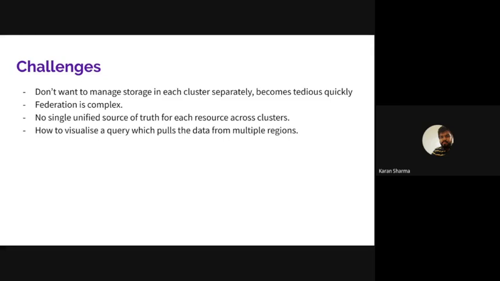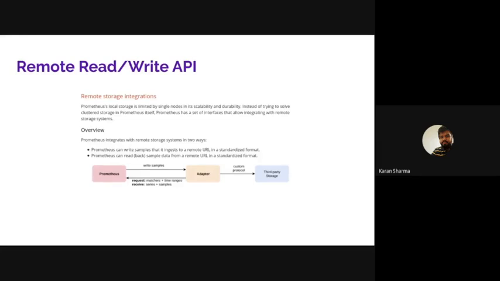So all of that becomes very complex with federation, because with federation you will not have the complete set of data. You'll have only a limited set of data that you choose to export at the cluster level. So that's why we didn't go ahead with Prometheus federation. So the next option was the remote write API.